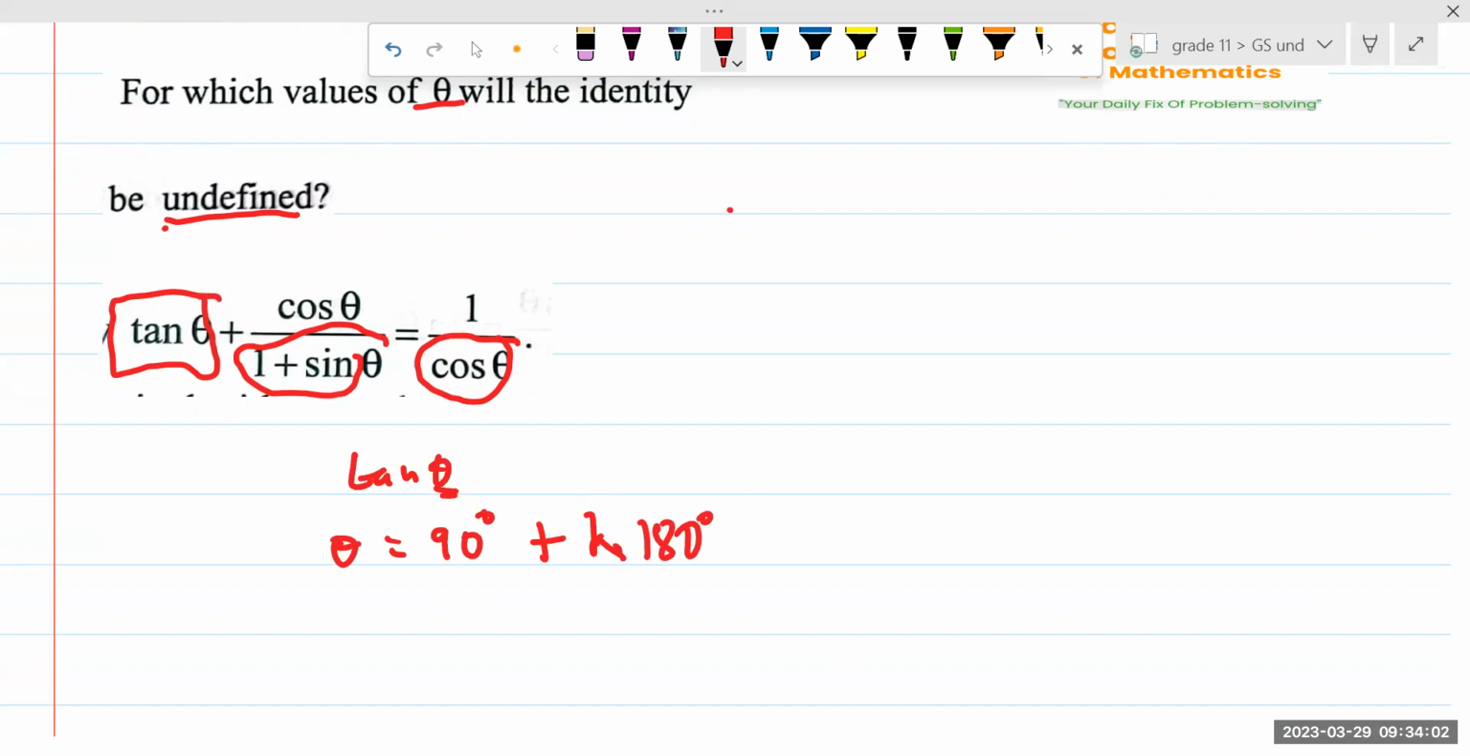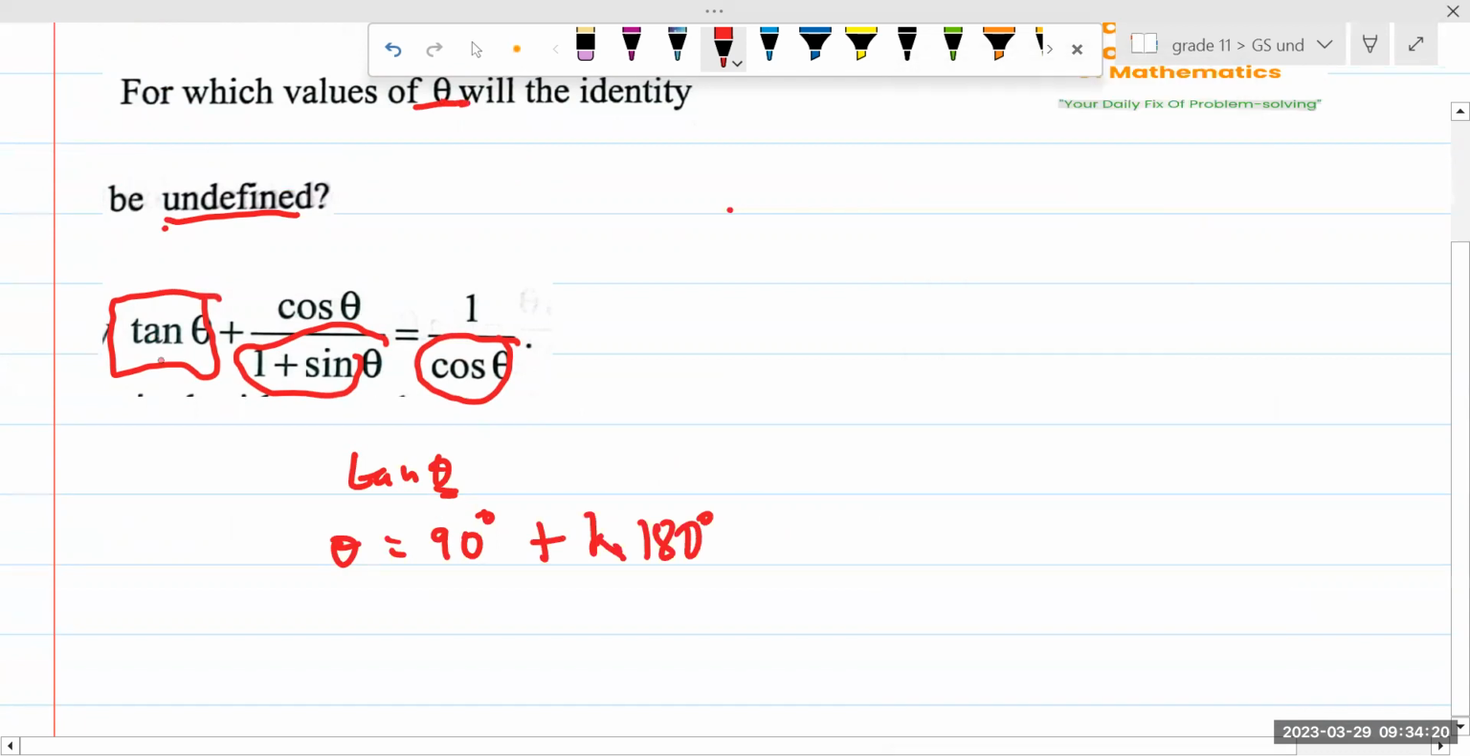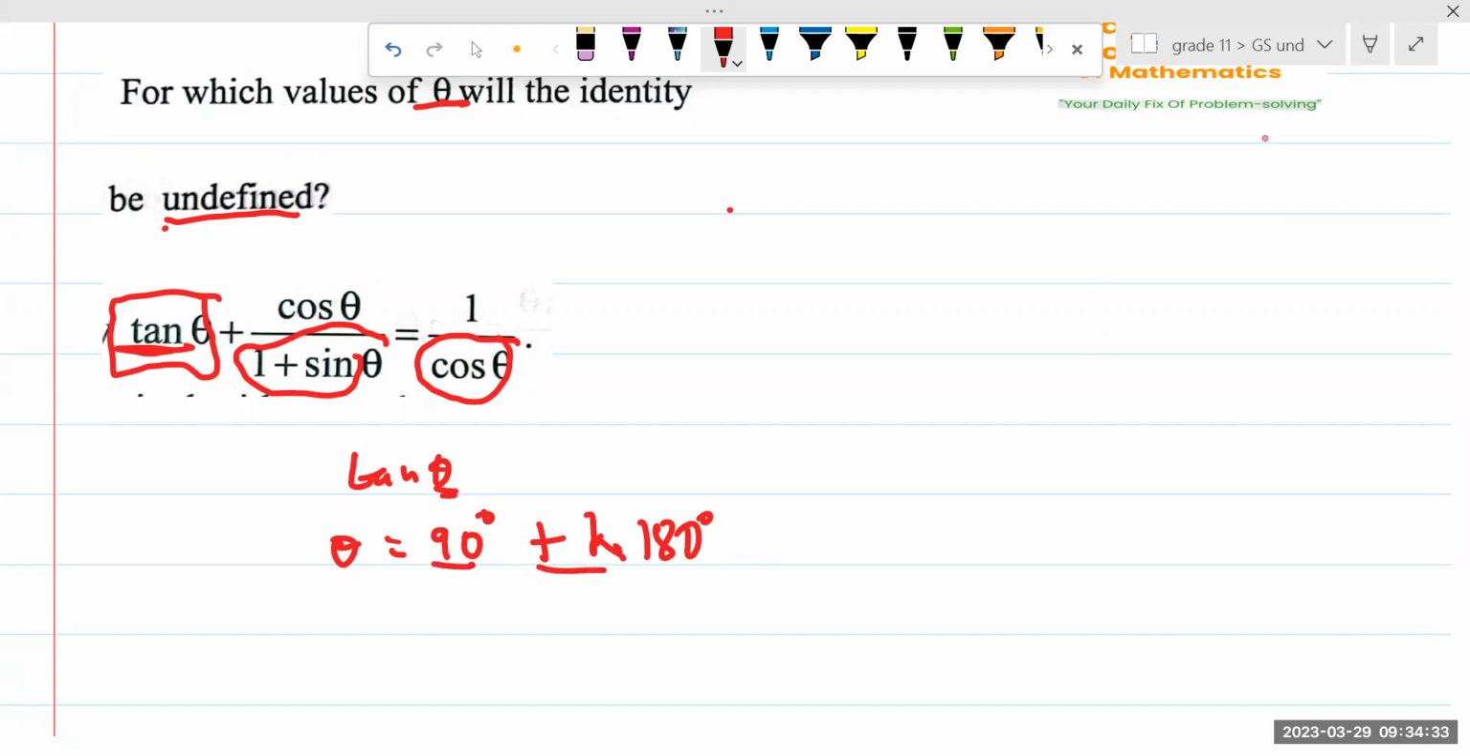If you look at the following, we can also check it here. If I say 90 plus 180, that gives us 270. And then I take tan of our answer. Tan of our answer is also going to give us undefined. So if they ask us for which values of theta this thing is going to be undefined, I'm going to say when tan is undefined, this thing here is also going to be undefined. So where is tan going to be undefined? Tan is going to be undefined when theta is equal to 90 plus k multiplied by 180.